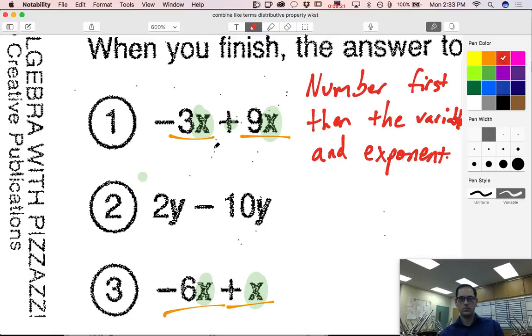Okay, I had to put up a video. I feel like I'm talking, but I can't really show you what's going on. See, look, now I can do all this. Isn't that great? All right, so we have number first, then the variable and exponent. Let's see where I left off. So we have negative 3x plus 9x here. So in class, that's why I wanted to show the video.